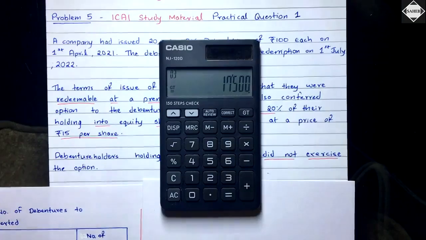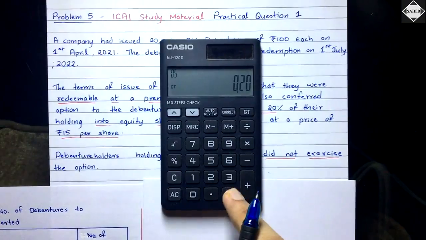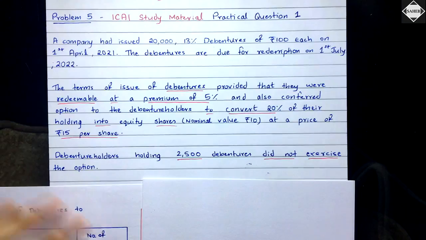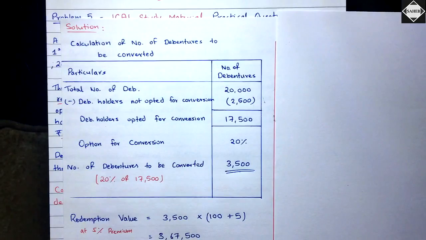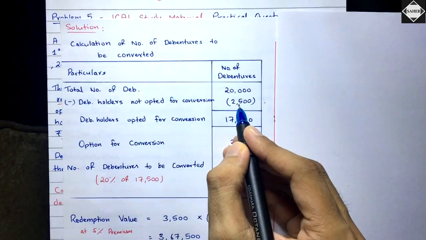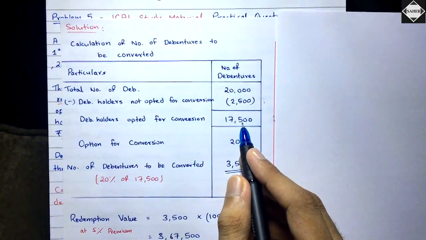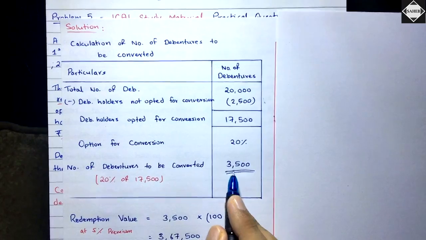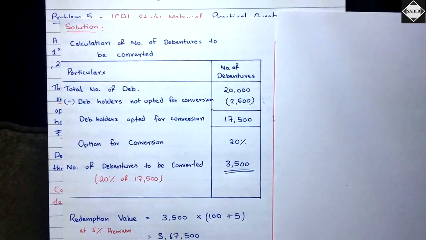So of this 17,500, only 20% will be converted, that is 0.20 into 17,500. That's equal to how much? 3,500. So only 3,500 debentures can be converted into equity shares. Now you will think, why didn't we take 20% of 20,000? We can't, because 2,500 refused. That's why we deducted that, and we took 20% of only 17,500. You understand that? Simple. So 3,500 are the debentures that will be converted into equity shares, 20% of 17,500. It's a very simple thing.